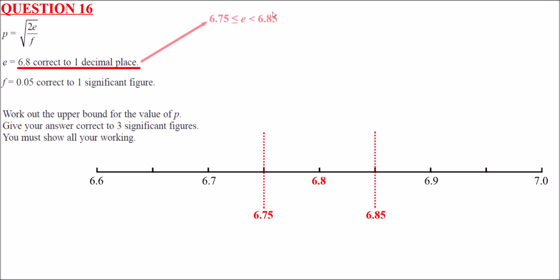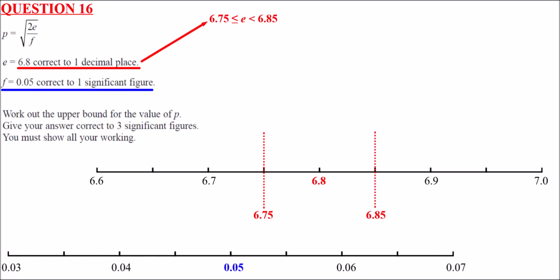So therefore the error interval for E is 6.75 ≤ E < 6.85. In the same way, we need to calculate the error interval for F, and F has been rounded to 0.05, correct to one significant figure. So imagining a number line for F, which has been rounded to 0.05, then clearly it must have been closer to 0.05 than to 0.04 on the lower side, or 0.06 on the higher side.